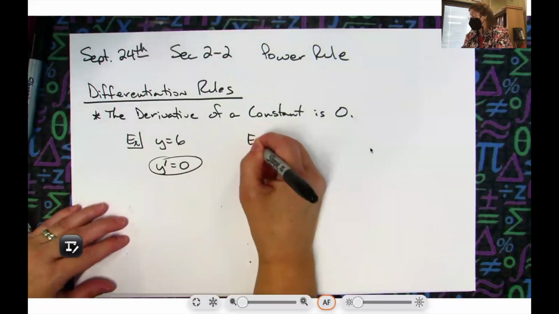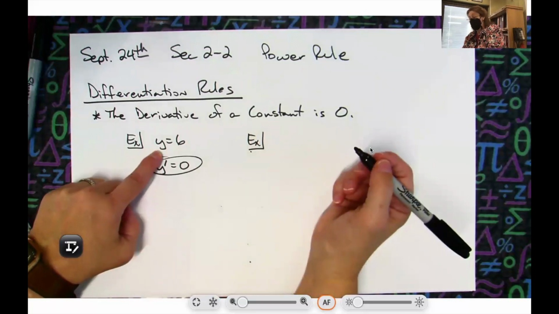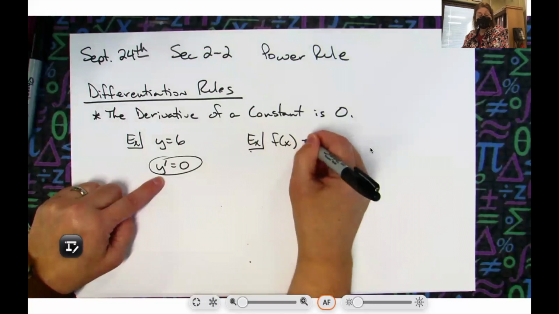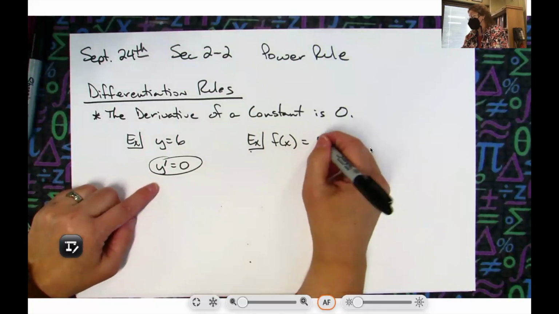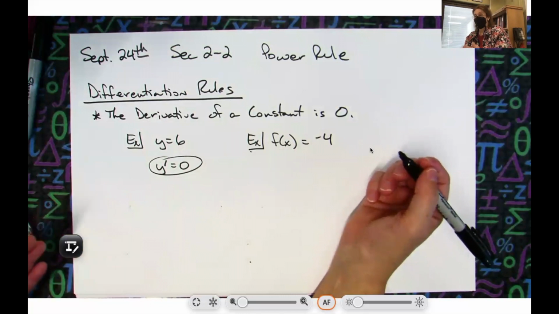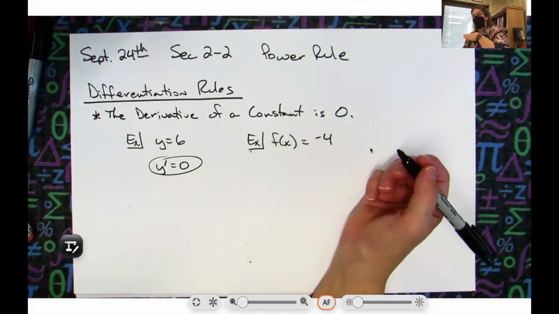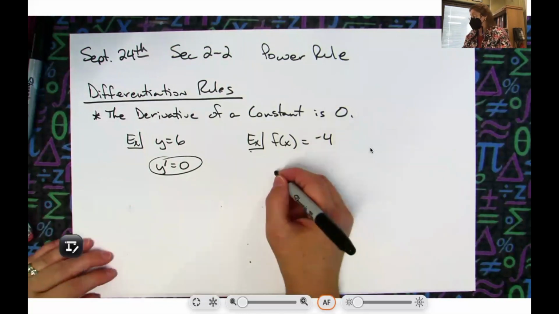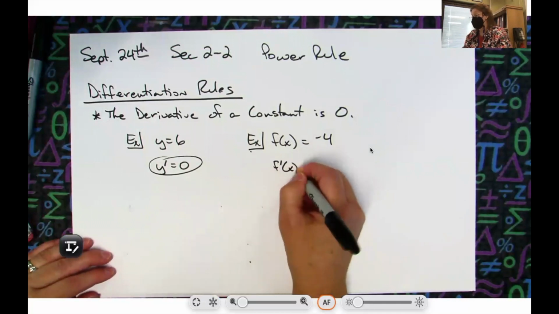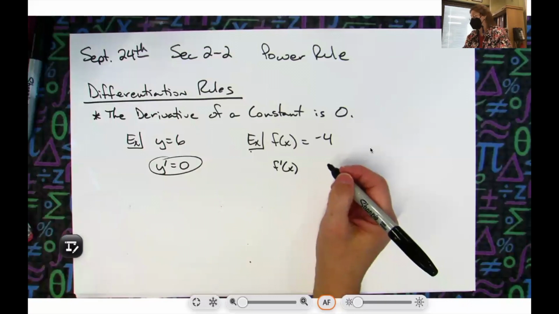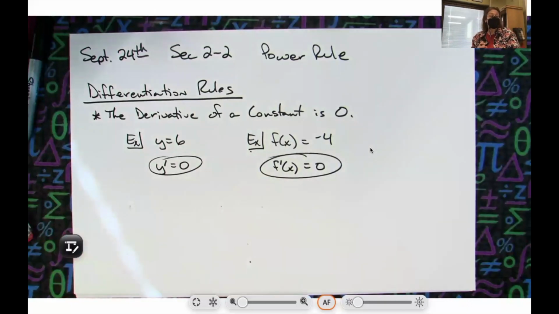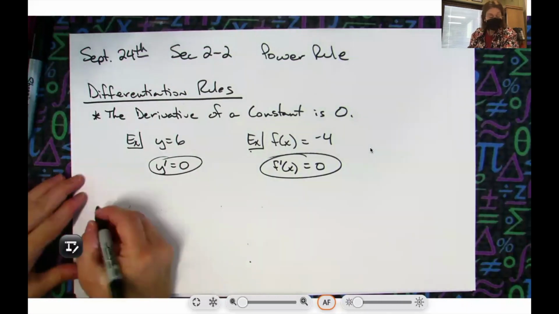Let's do it again, because I don't have to use the y notation. I could do function notation. So let's say f of x equals -4. Well, that's still a horizontal line, right? So it's still a constant. I'm taking the derivative of it. The slope of that horizontal line is 0. My notation here, f prime of x, is telling the person, hey, I'm taking the derivative, and it's 0. So that one's straightforward. That is not the power rule. That's just something we need to know.